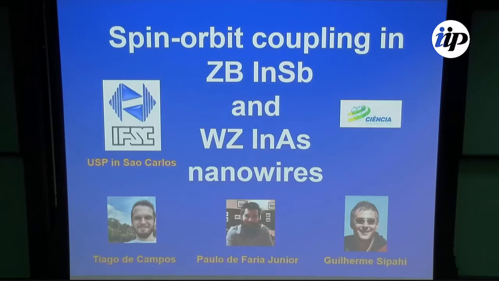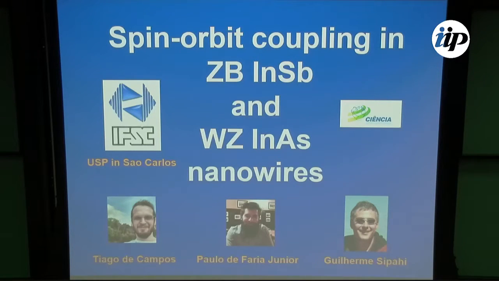So we started with the DFT, and then the next stage is to look at the larger structures, in particular nanowires. I have a very nice collaboration with a group at the University of Sao Paulo in Sao Carlos. I'm actually going there next week. I got this research award, Science Without Borders, which gives me this nice opportunity to collaborate.